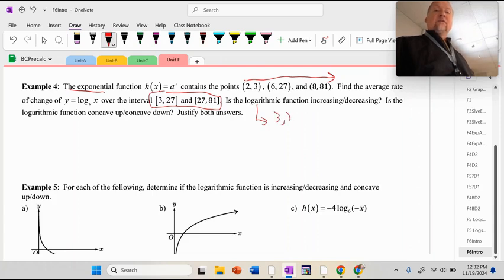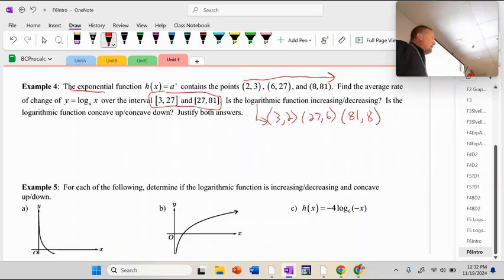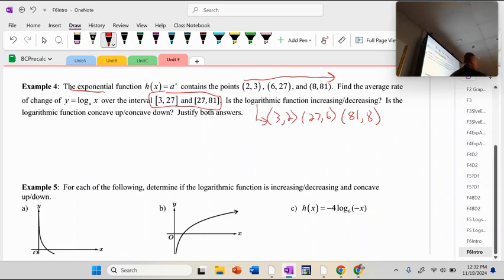That just means 3 comma 2, right? 27 comma 6, right? And then 81 comma 8, right? What's that doing? Is that increasing or decreasing? Oh, 3, 27, 81. I'm still going up for the x's. What are my y's doing as I go up for the x's? They're going up. So is it still increasing or decreasing? So that's still increasing, but very, very, very what? Slowly.